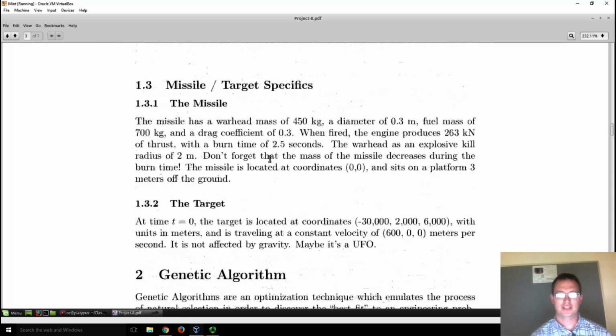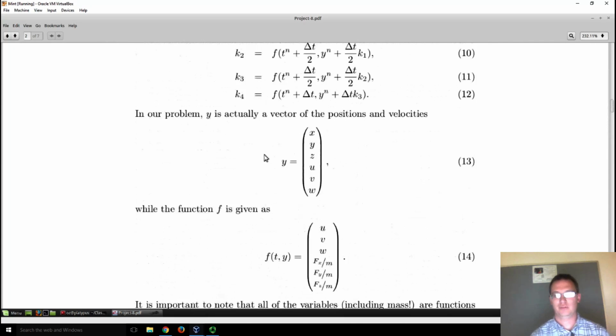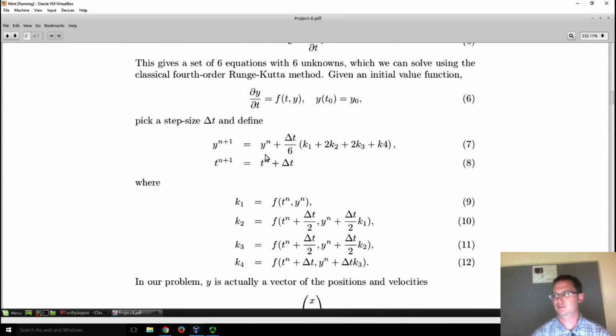Alrighty, so that's the basic setup. So what I would suggest if you're going to do this project is get this working first. Okay, give it a direction and fire a rocket and see if you can get your rocket to actually travel correctly.